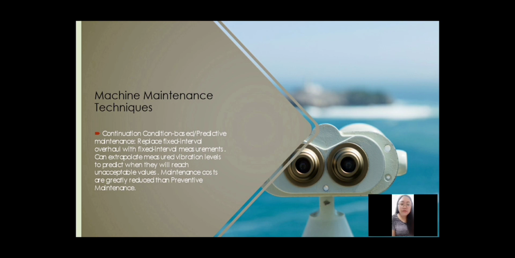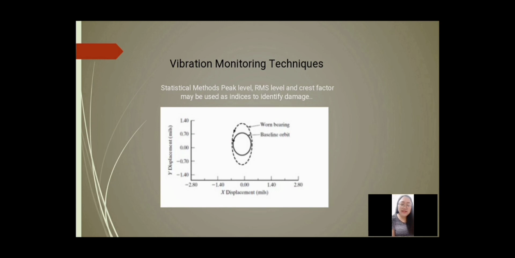Condition-based predictive maintenance. Replace fixed interval overhaul with fixed interval measurements. Can extrapolate measured vibration levels to predict when they will reach unacceptable values. Maintenance costs are greatly reduced compared to preventive maintenance. Vibration monitoring techniques. Statistical methods, peak level, RMS level, and crest factor may be used as indices to identify the damage.